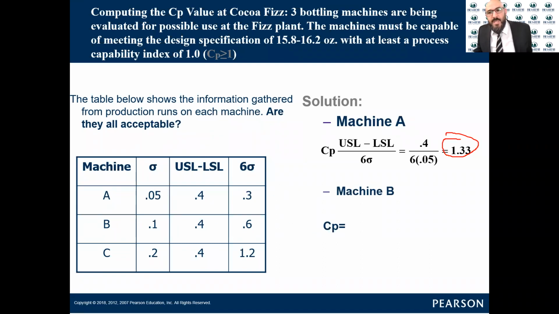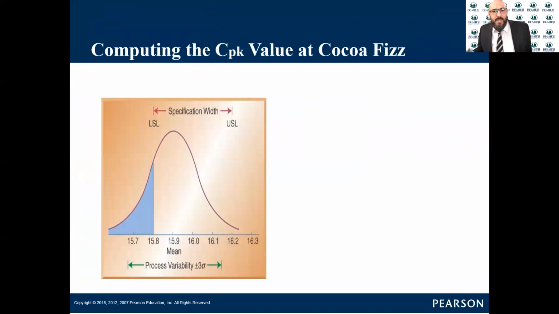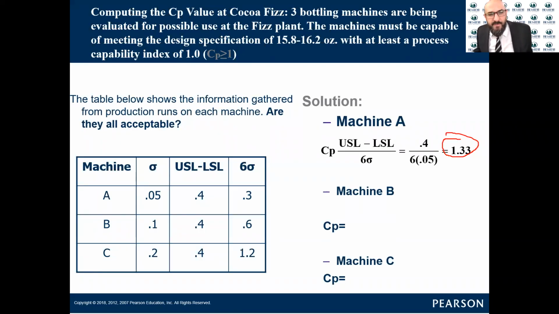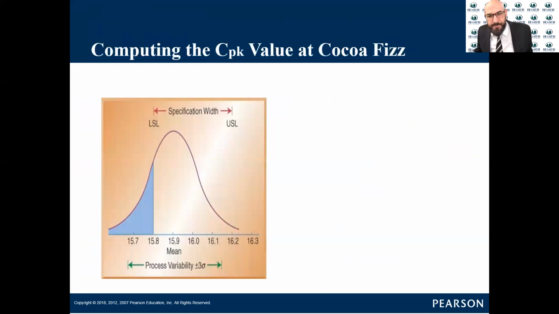Now we're going to do the CP for machine B and machine C, and I'm going to let you work on that as well. Think about it and find out if the process is capable or not capable. Basically, you have to do 0.4 divided by 0.6. That is less than 1, so the process is not capable. And then again, 0.4 divided by 1.2. Also, the process is not capable. For machines B and C, both of these are not capable.